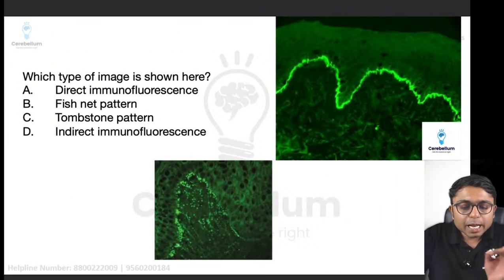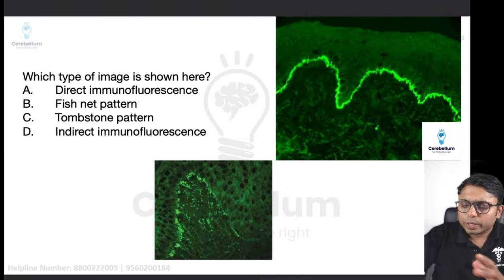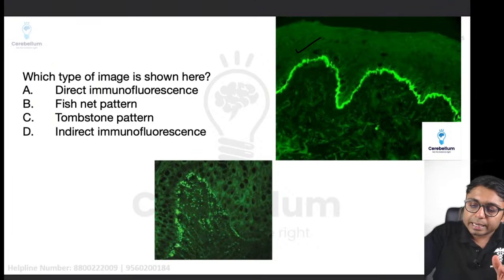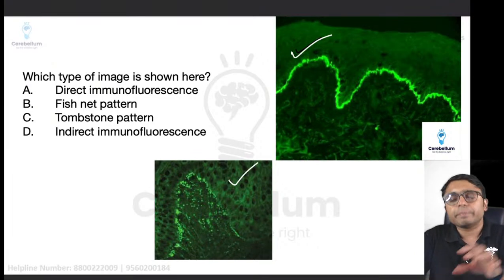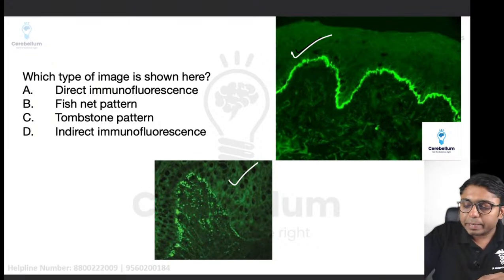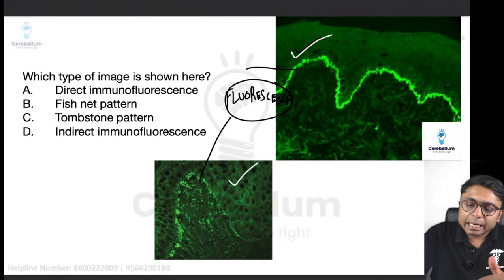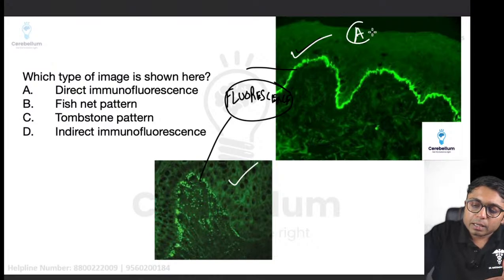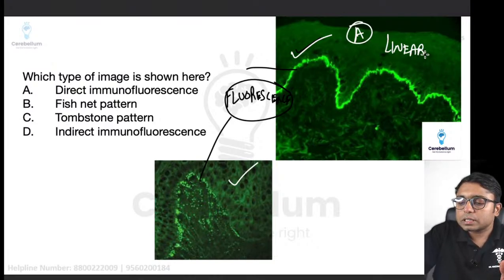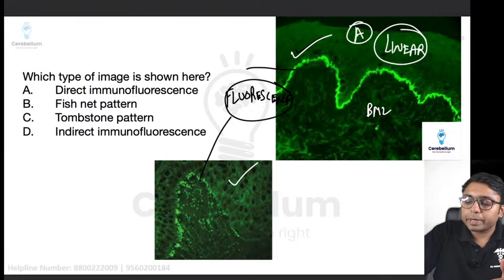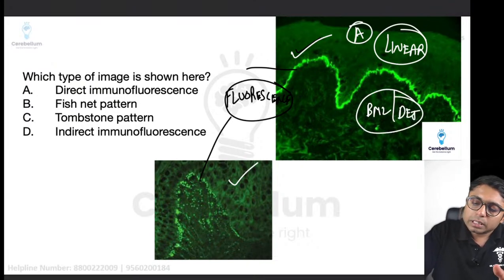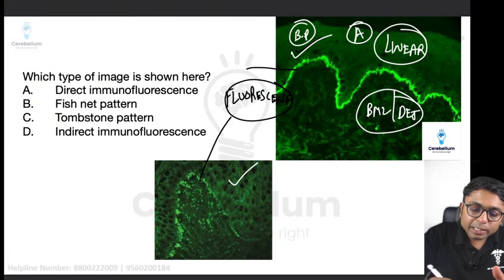Yeah, and this is the next question. Which type of image is shown here? Students told that yes, they got this as the image, and some students said this was the image. So please remember, in either of these images you are able to see a greenish fluorescence. In this image, if we call it A, you are able to see a linear greenish fluorescence along the basement membrane zone or dermoepidermal junction. This is a bullous pemphigoid DIF finding. So the answer is going to be direct immunofluorescence here, DIF.